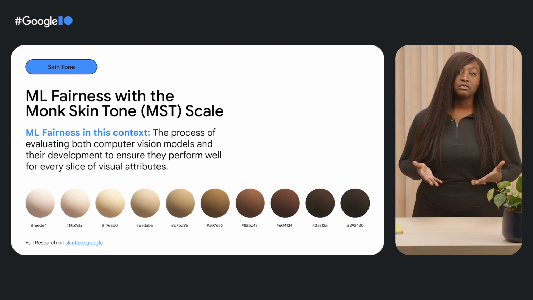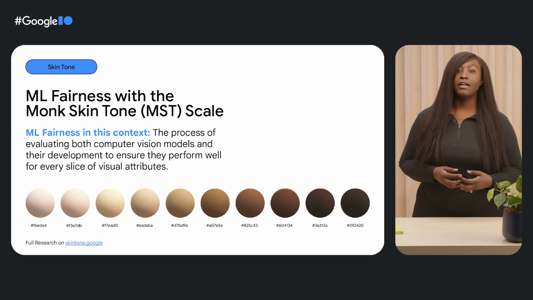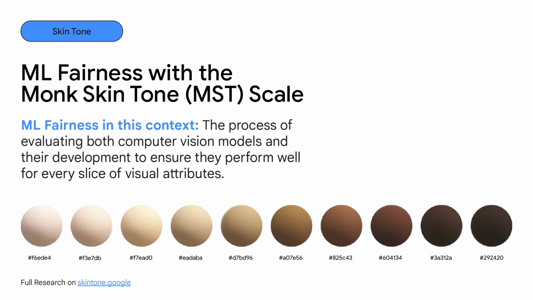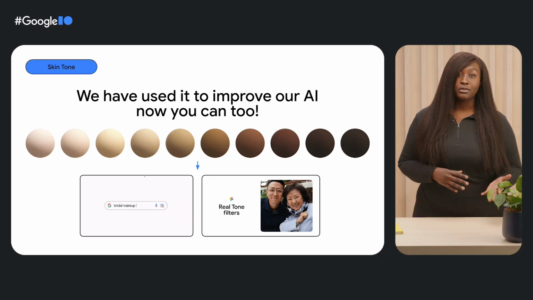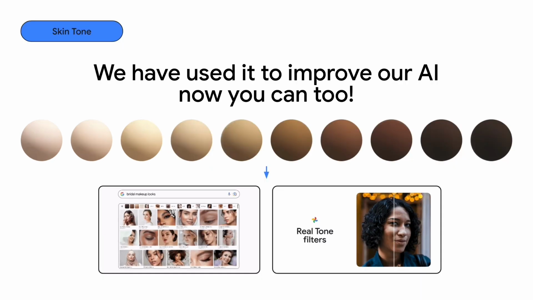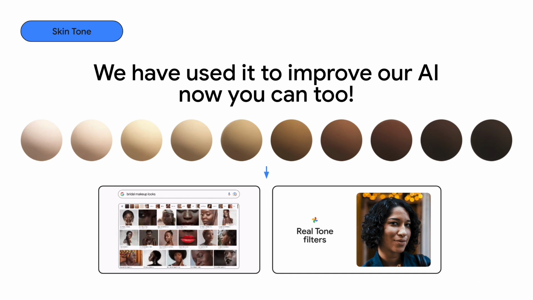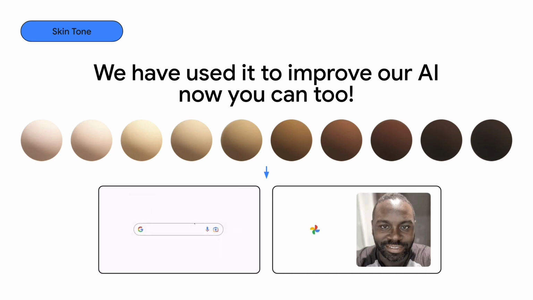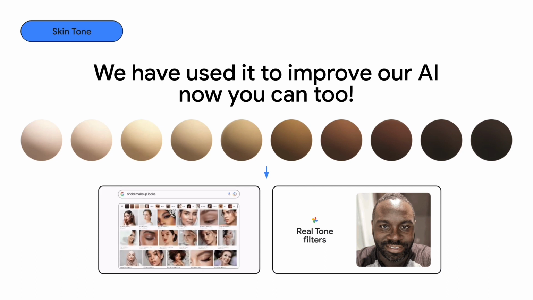Over the last few years, we've been working with Dr. Monk to validate the Monk Skin Tone Scale, frequently known as the MST Scale, for use in ML fairness efforts, and we shared it with the world last year on skintone.google. Teams within Google are using the MST Scale for ML labeling tasks, ethnographic research, and fairness testing. And now we'll teach you the guiding principles of using MST for your computer vision fairness workflow, based on what we've learned over the last few years.